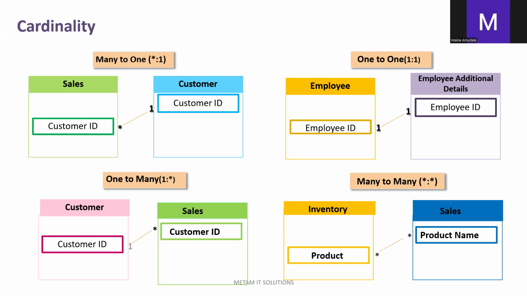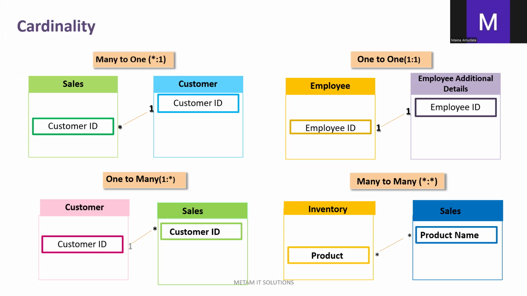And the next one is one to one. In the column employee ID, and here also employee ID, there are two different tables, employee and employee additional details. Here we have the relationship between these employee IDs with only one instance. Then we can call it one to one cardinality, like 1:1 cardinality.